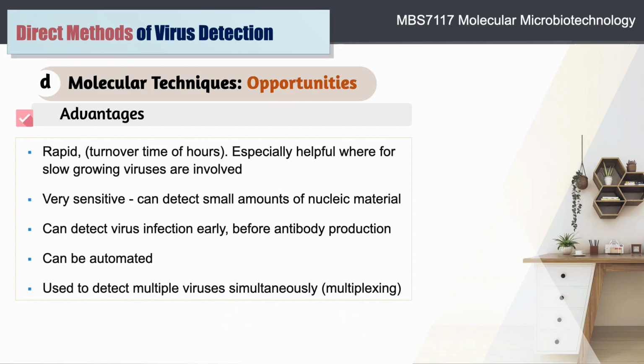It can detect viruses very early, before antibody production has occurred. It can be automated, allowing us to analyze large numbers of samples. And you can detect multiple viruses simultaneously if you use the multiplexing options.